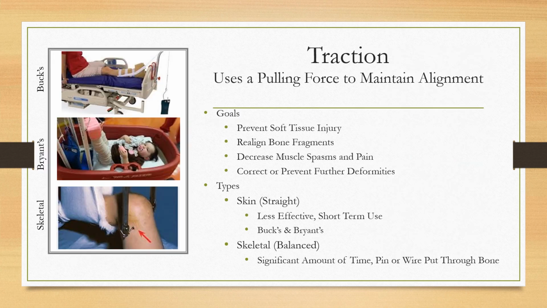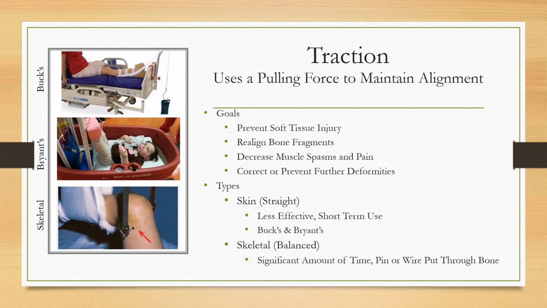Okay, I'll just briefly talk about traction. I think it's well covered in the book. On the left, you can see different types of traction. So there's a Buck's splint and traction, Bryant's splint and traction, and skeletal. Okay, and what's the concept of traction? Well, it's providing a force to maintain alignment, right?